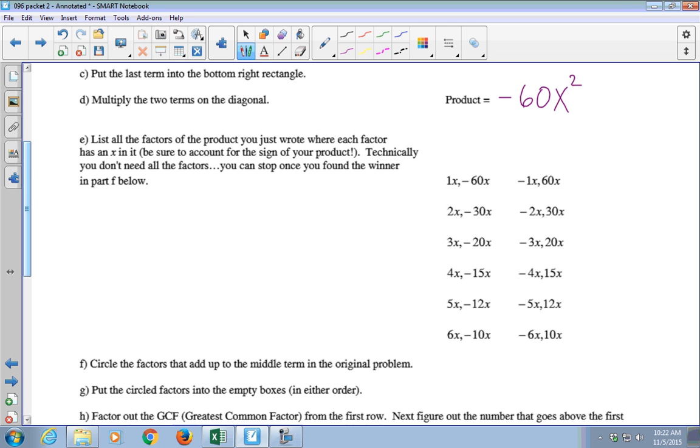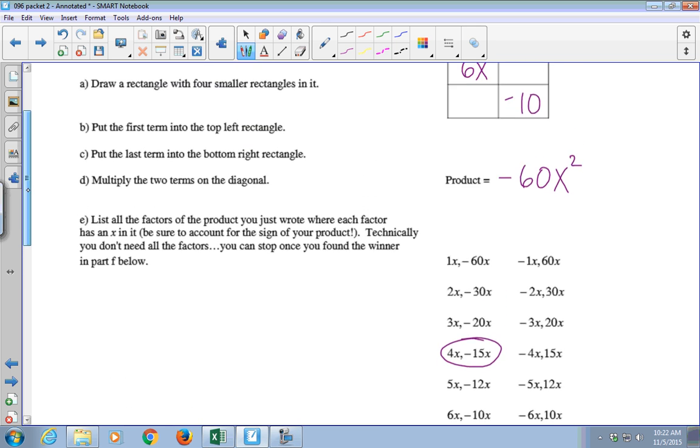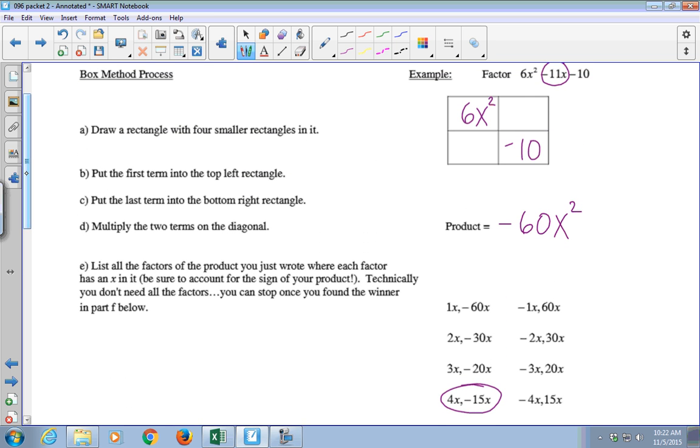4x and negative 15x. That's the magic one. Because they add up to negative 11x, the middle term of the trinomial. So I put those two terms in the remaining boxes, and it doesn't matter which one goes in which. 4x, negative 15x.